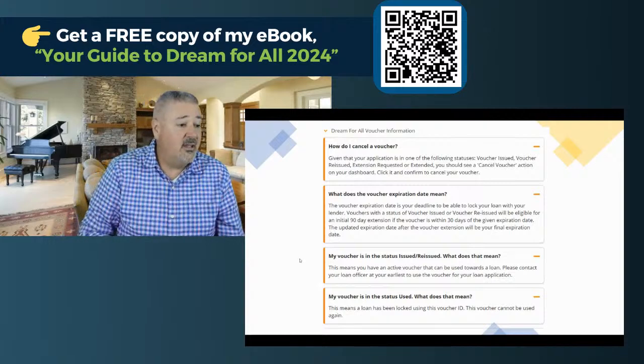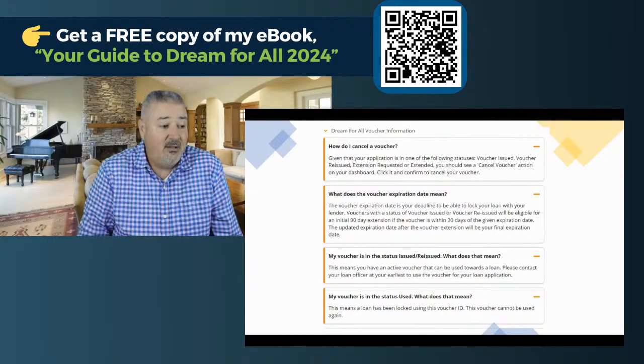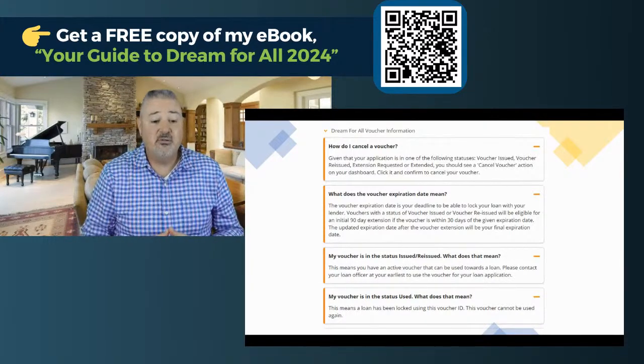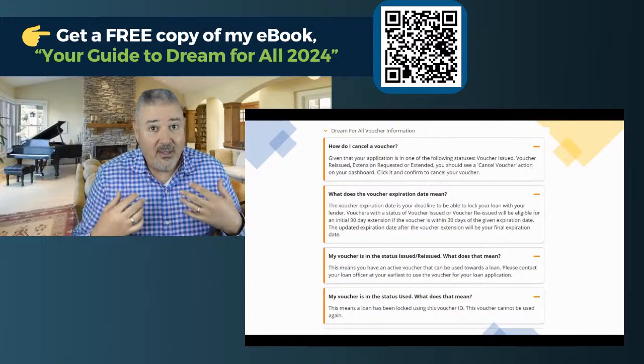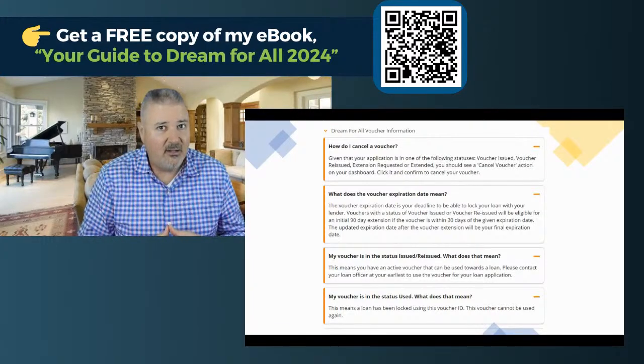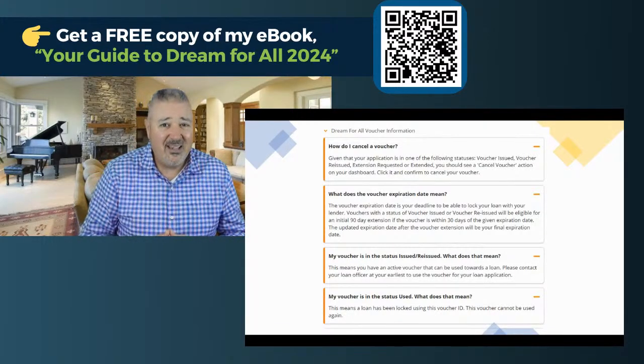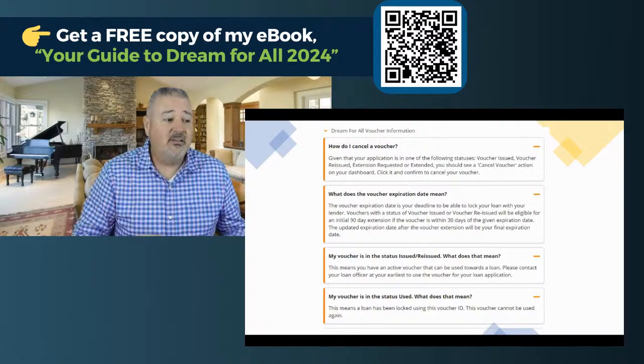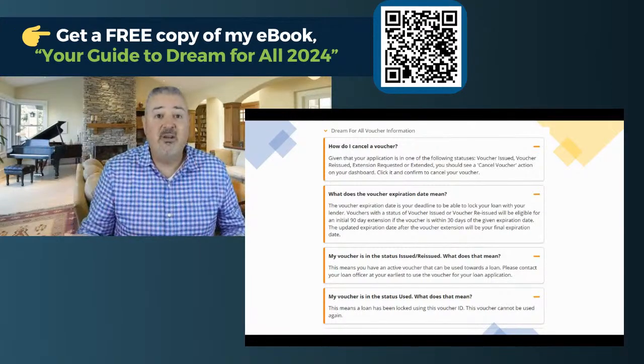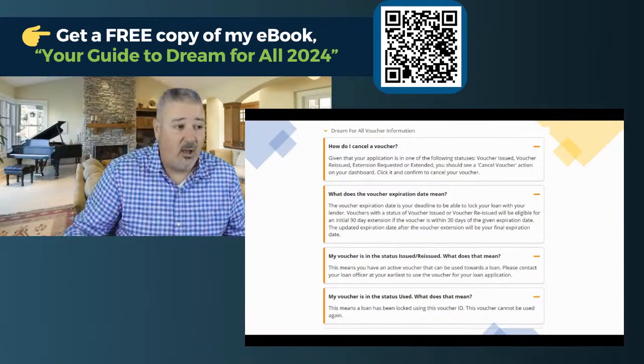All right, last one of these FAQs. My voucher is in the status used. What does that mean? It means your loan has been locked using that voucher and you can't use it again. So hopefully you used it and not somebody that has your same name that somehow got your voucher ID. I don't know. I'm not sure how they're double checking it, but status used says, hey, this has been redeemed. You cannot use it again to lock a loan.